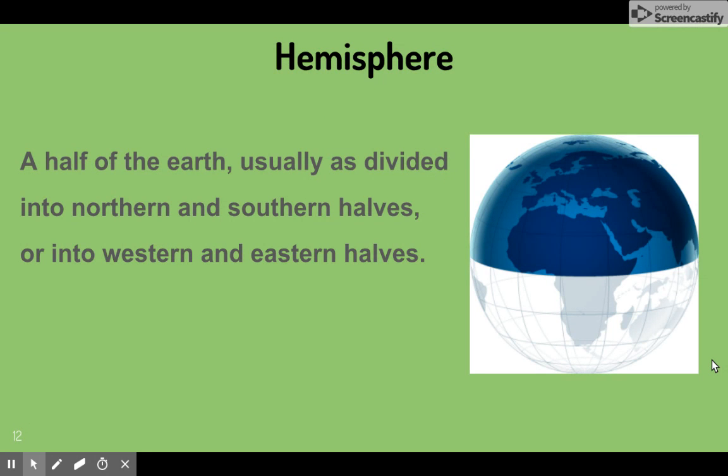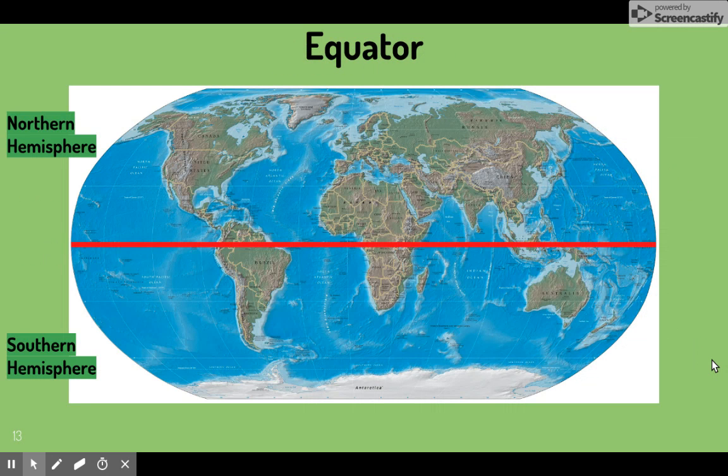As you have learned, the Earth is a sphere. We use the term hemisphere when talking about half of the Earth. Lines of longitude and latitude divide the Earth into halves. The equator divides the Earth into a northern and southern hemisphere.